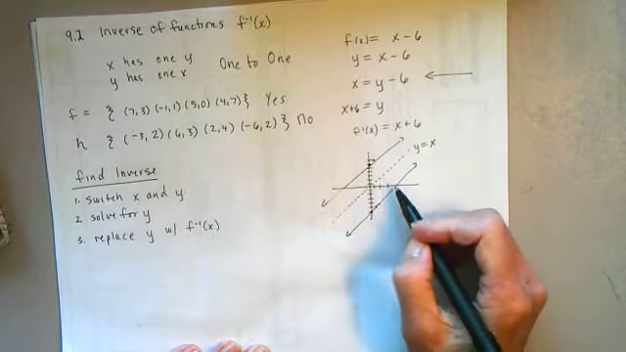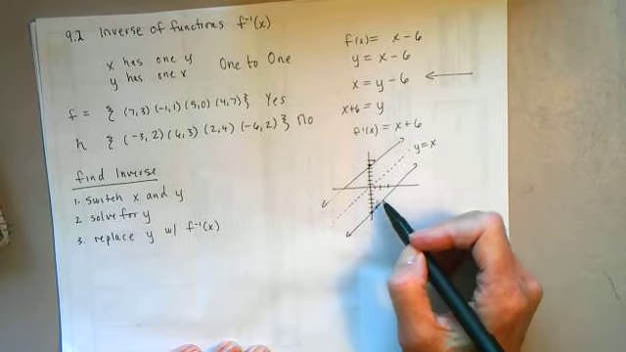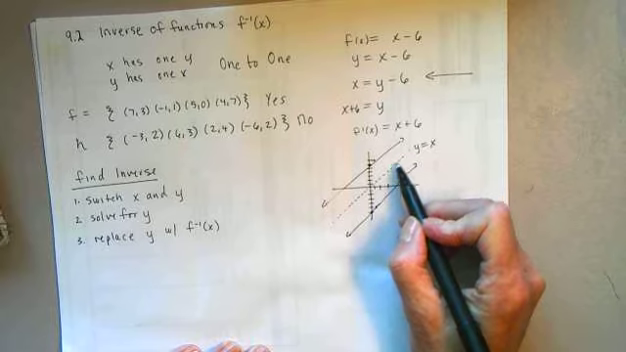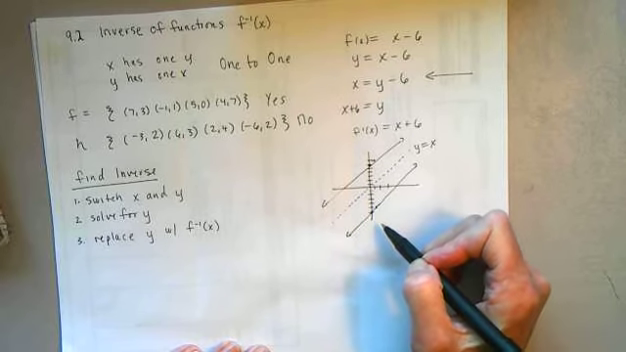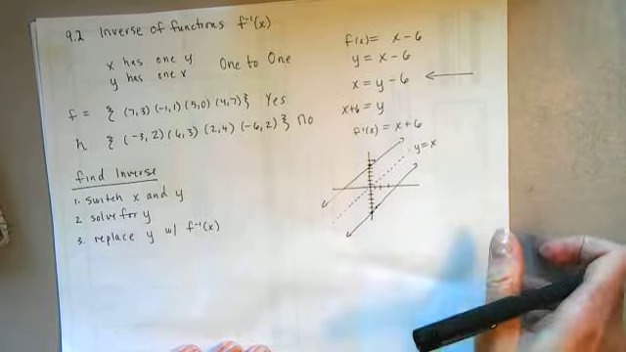They would mirror across that line. So if I folded the graph right there, they should touch each other. They would mirror each other. That is what a function and its inverse will always do.